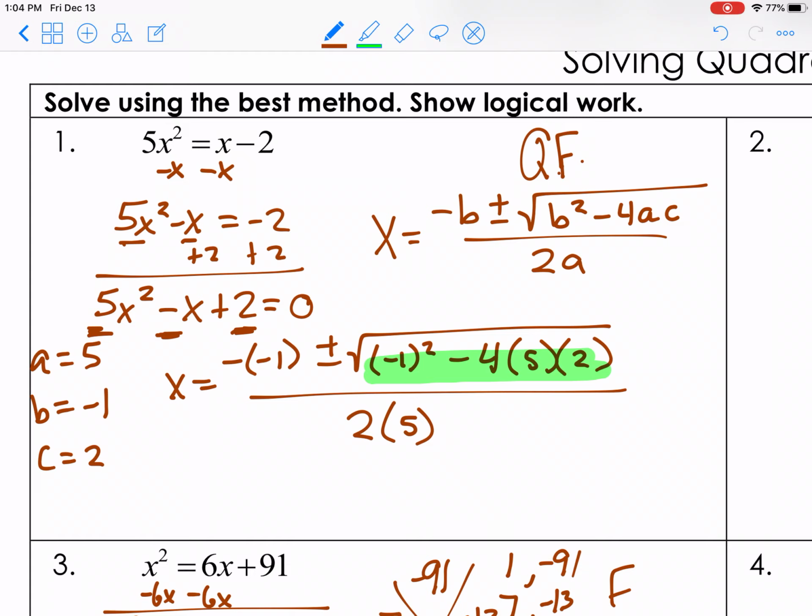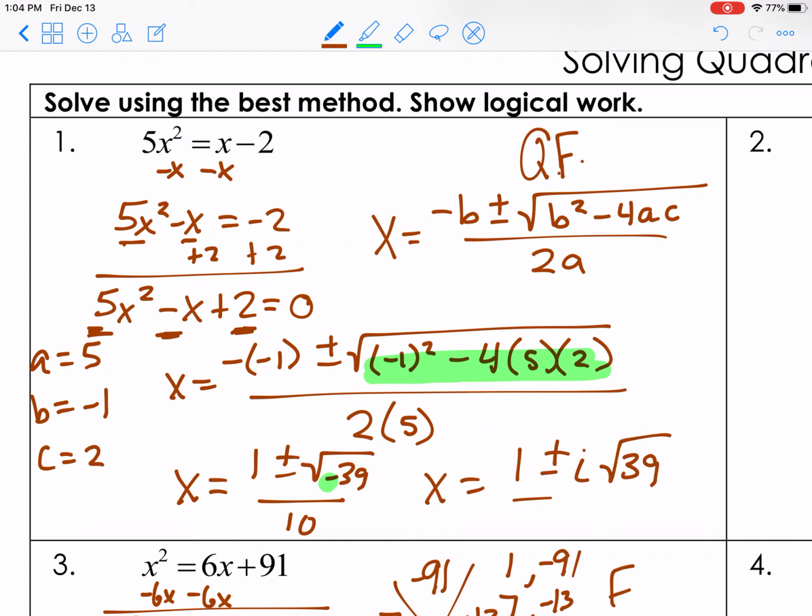So I'm going negative 1 squared minus 4 times 5 times 2, and I got negative 39. So I'm going to simplify as I rewrite it. Negative 1 is positive 1, plus or minus, whoops, that's not a 1. 1 plus or minus the square root of negative 39 all over 10. 39 divides into 3 and 13. Those are both prime, so no perfect factor we can take out. But take a look at this negative. So we do want to simplify there. We will end up with 1 plus or minus i root 39 all over 10.